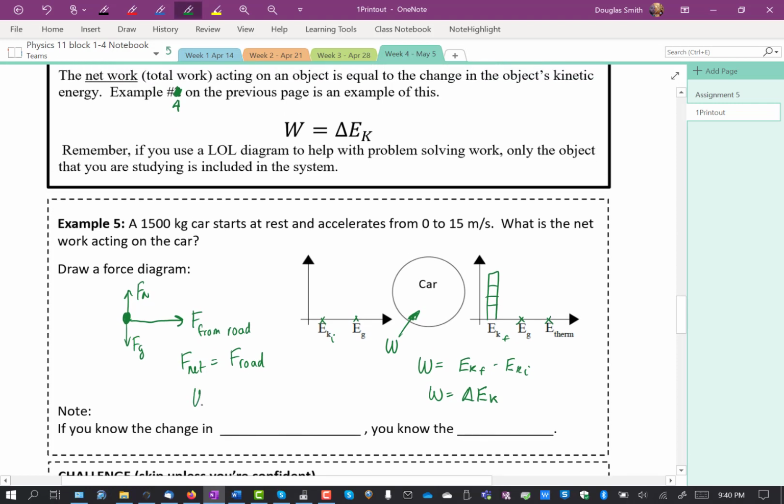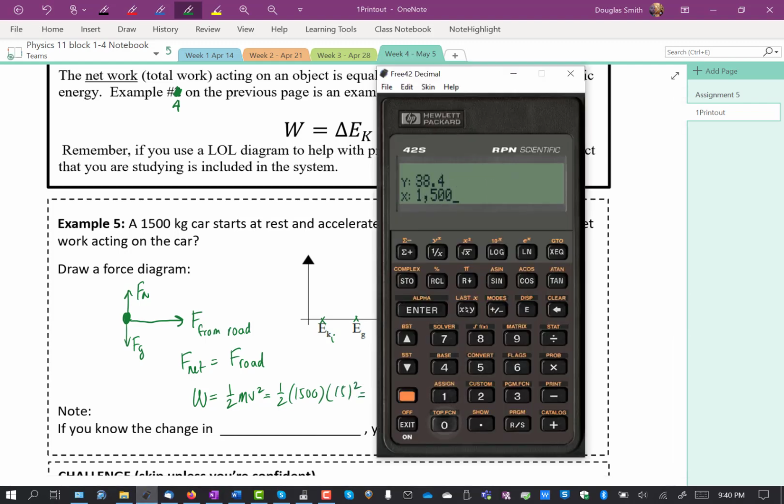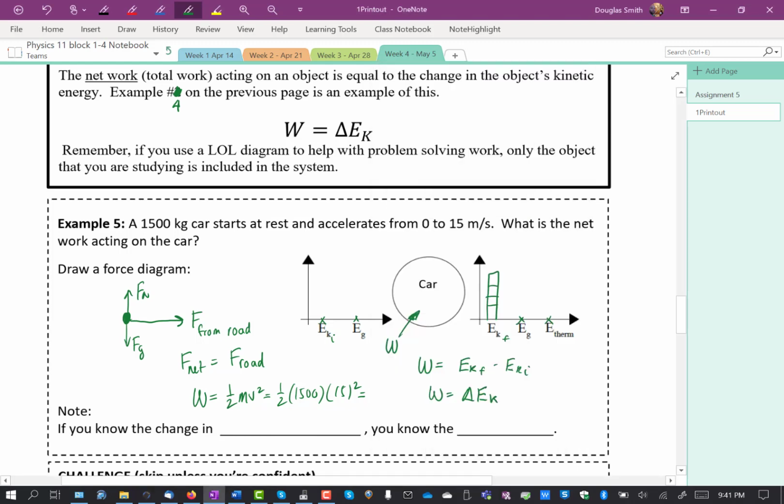That means we'll have a net work, and it's equal to the change in kinetic energy. So work is equal to 1/2 mv squared, 15 meters per second squared. Put that in the calculator. 168,000 joules. 169. Just gonna move this over a bit. So that's how you use the work energy theorem in a question like this.